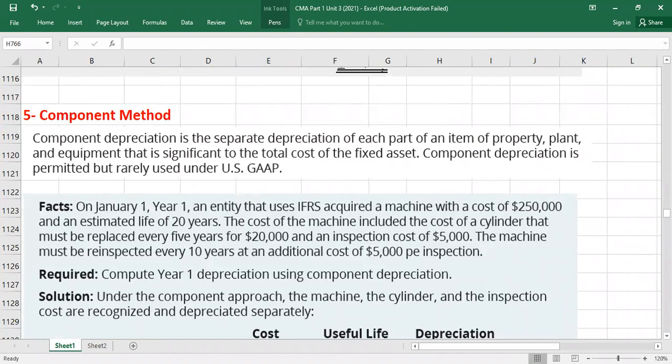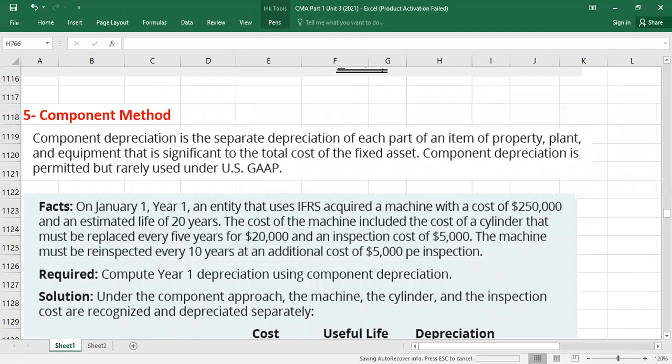Now we have method number 5, component method. Actually, it is not a separate method, guys. It is a straight line method. But here, what's the difference? For example, you bought an aeroplane. Now, aeroplane engine life is different, and exterior body life is different. Maybe the exterior body can last for 40 years, but the engine you have to replace maybe every 5 years. And engine cost is also very big, important material. So now I cannot depreciate the whole plane over 40 years or over 5 years. It's hard for me, right? So what do I have to do? I need to follow the component method.